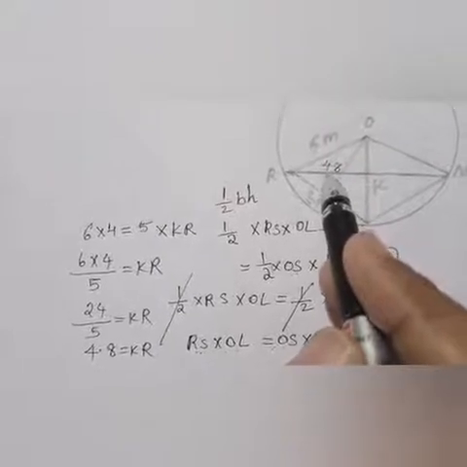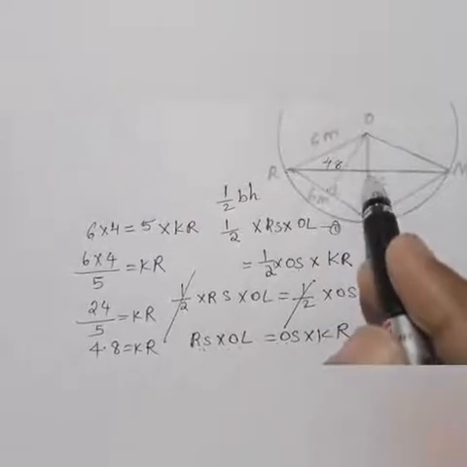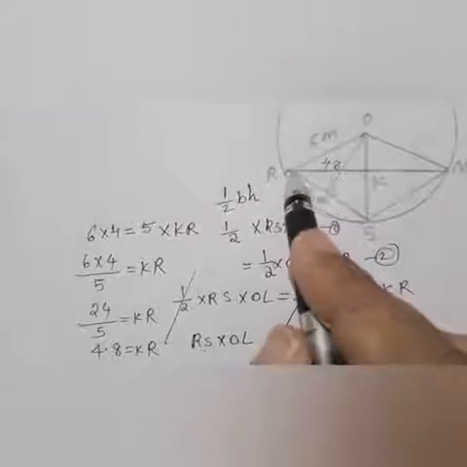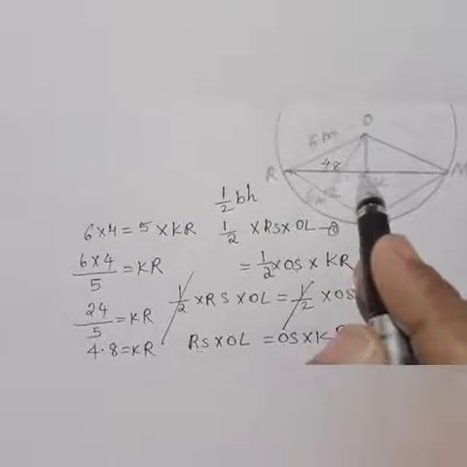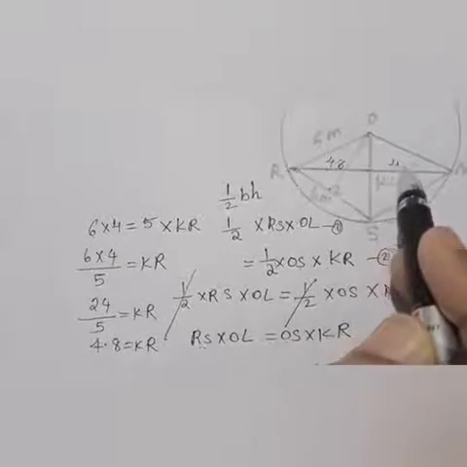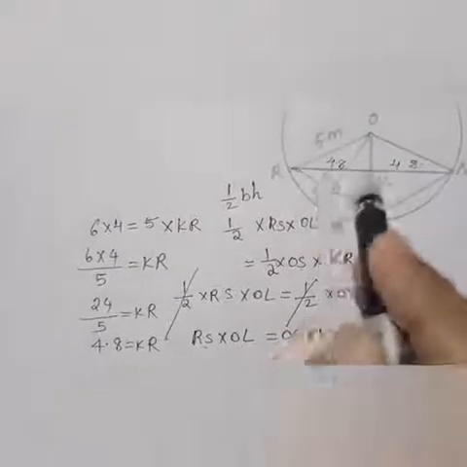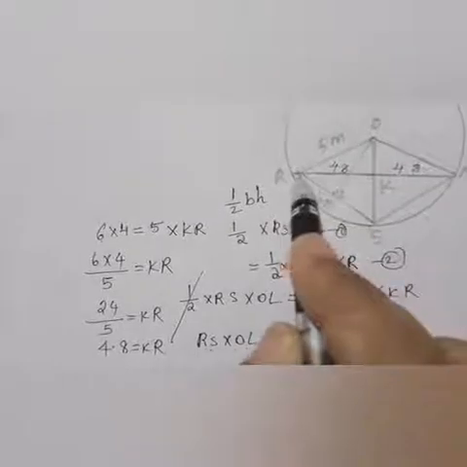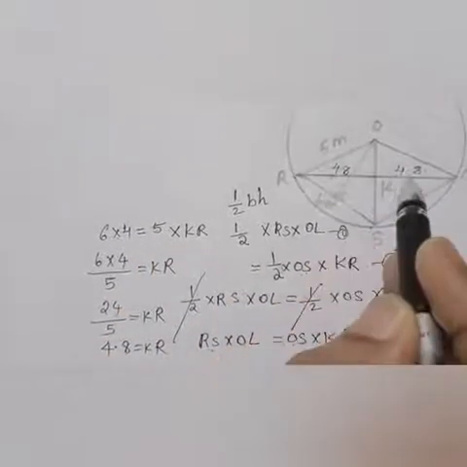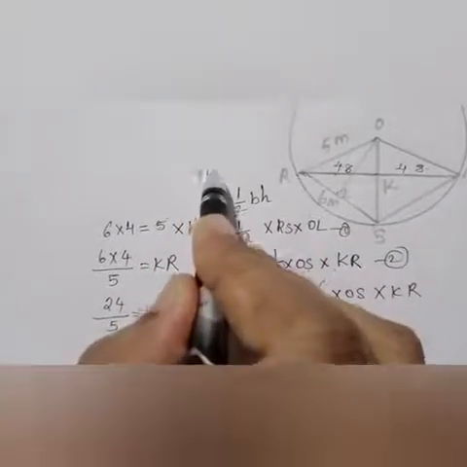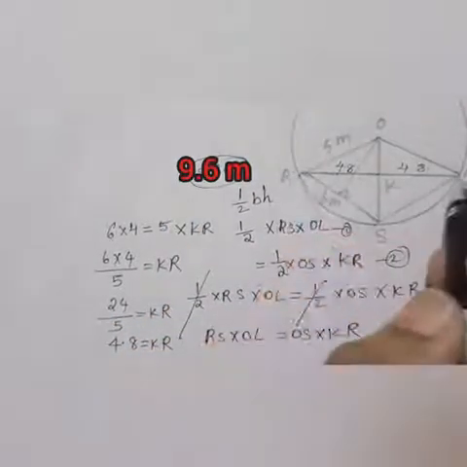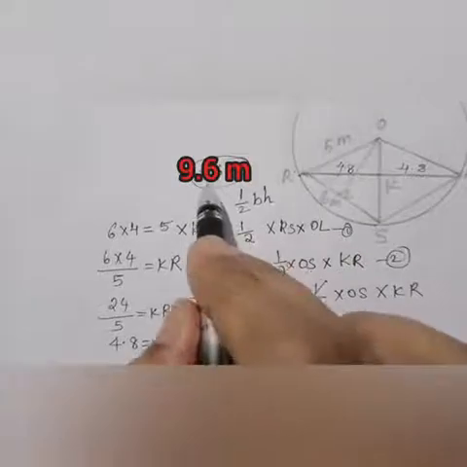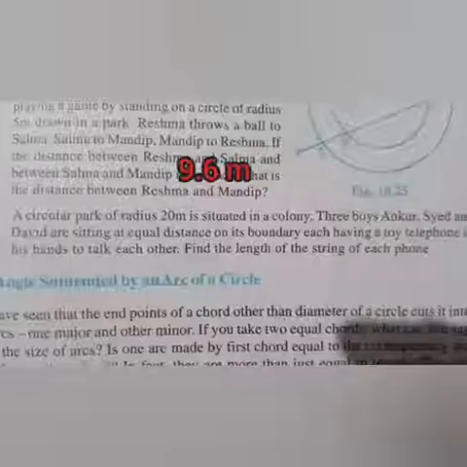Now hence RM is equal to 2 into KR. We already proved RK equal KM. So this length 4.8, this also 4.8. So total length of this is 4.8 plus 4.8, that is 9.6. Distance between these two children is 9.6 meter.